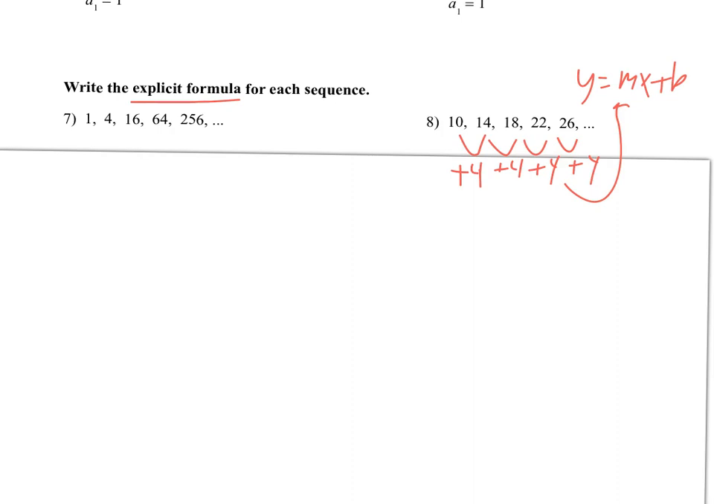So I'm going to say a sub n. Actually, I'll just do this as y. So I'm going to do y equals 4x. And then I have to think right here, because if I plug in a 1 here, I need to be able to get out 10. So that means that this must be a 6. Then I'll just translate this into the a sub n form. So 4n plus 6.